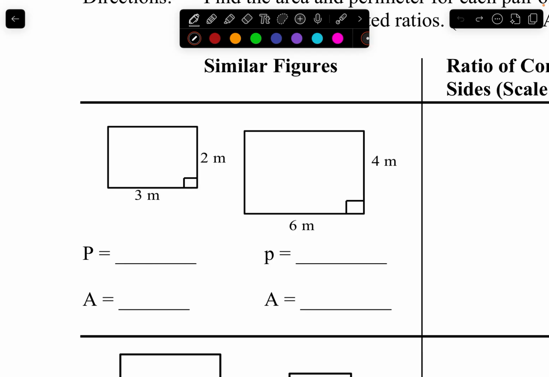They are similar, and what I need us to do is find the perimeter of both rectangles and then the area of both rectangles. So remember that perimeter, we just add all the sides together. So this is a 3 and this is a 2, 6, 7, 8, 9, 10. So this would be 10 meters for perimeter and 6 meters squared for area. And then the perimeter of the larger shape, that's 6, 7, 8, 9, 10. So this would be 20 meters. And then area would be 24 meters squared.